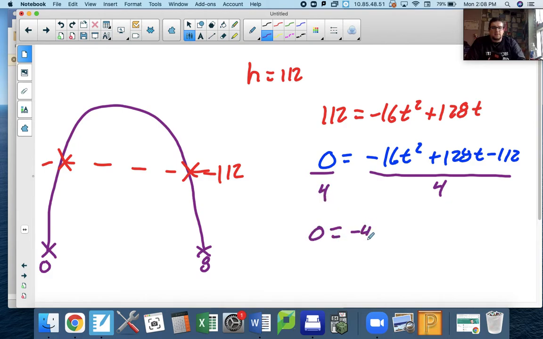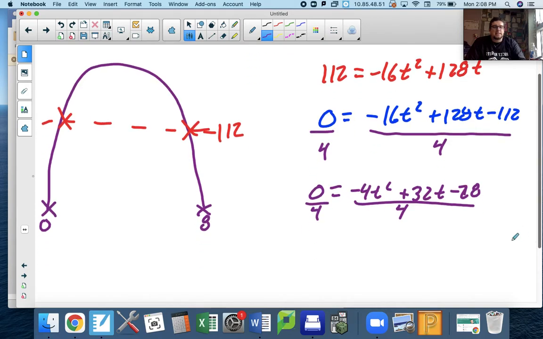That gives us negative 4t squared plus, I believe this is 32t, and then 112 divided by 4 is 28. We can then divide again by 4. So we could have divided by 16. Don't forget that you can simplify any of these problems as long as you do it to every single term.